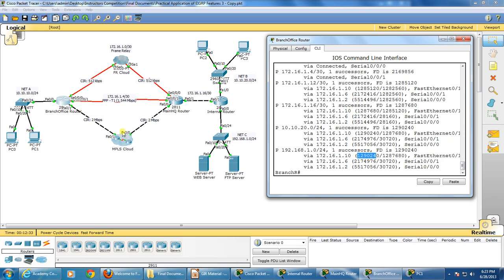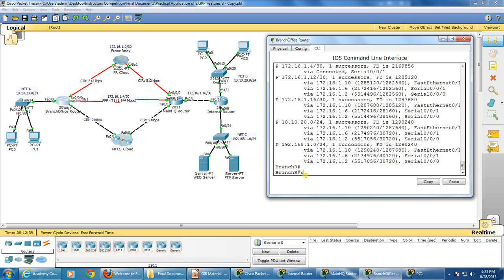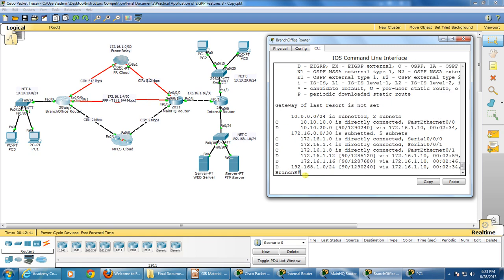So this would mean that the best route is going to the MPLS cloud, and you can verify this in the routing table of the router, in which it shows only a single entry, a single path going to the other side from the branch office router. It sees only a single path. We choose only one best path, and that is going out to the MPLS network.